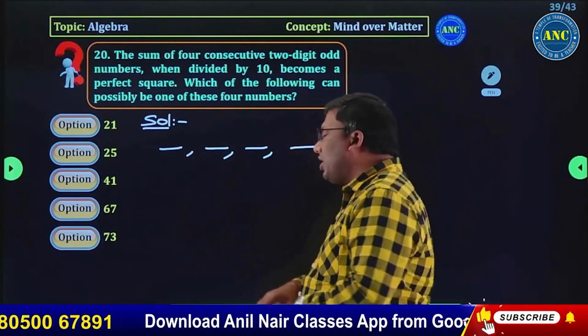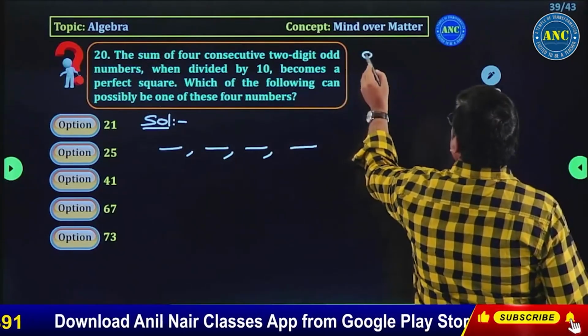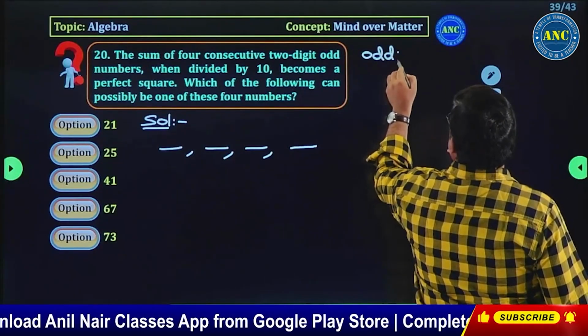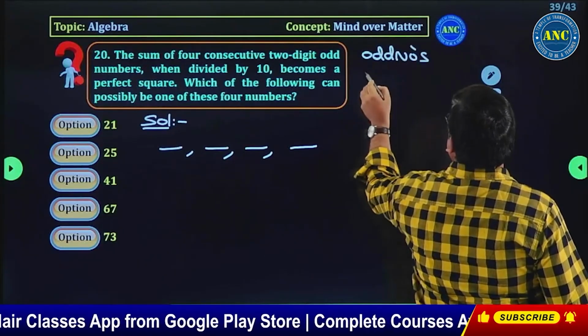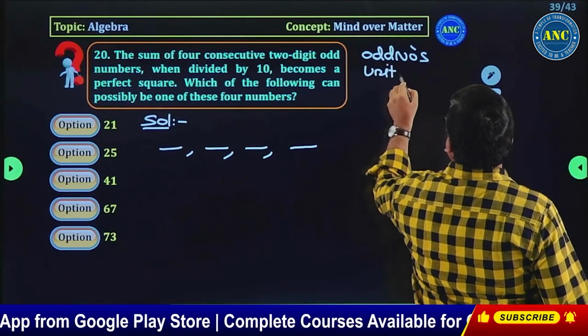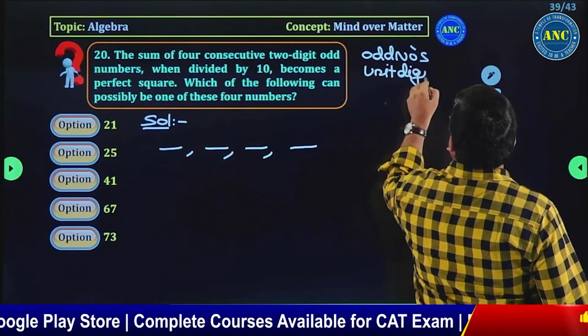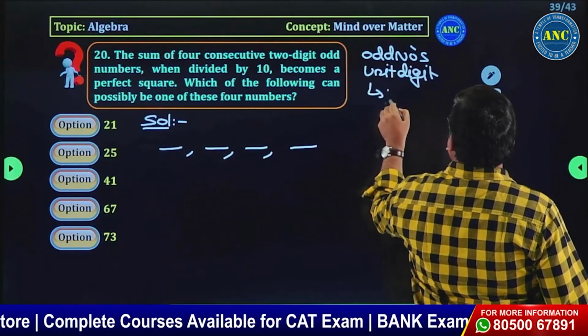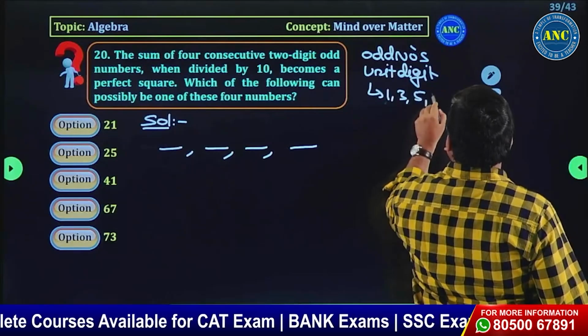Odd numbers' unit digit will be 1, 3, 5, 7, 9.